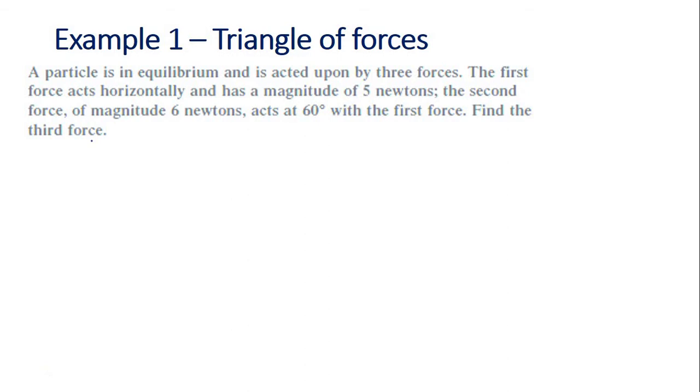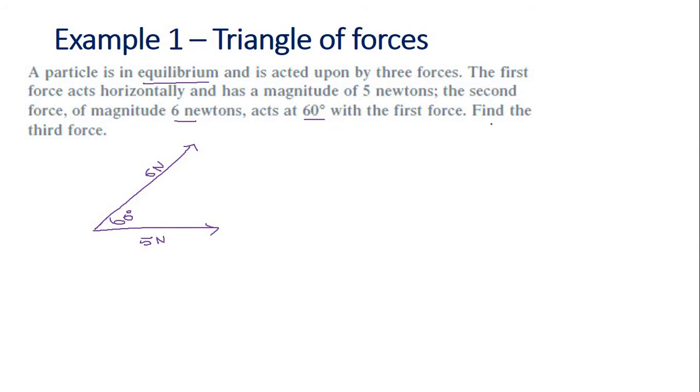A particle is in equilibrium, so our forces are balanced, and is acted upon by three forces. The first acts horizontally and has a magnitude of 5 newtons. The second force of magnitude 6 newtons acts at 60 degrees to the first force, so coming up at 60 degrees to the first force with a magnitude of 6 newtons. And we want to find the third force.